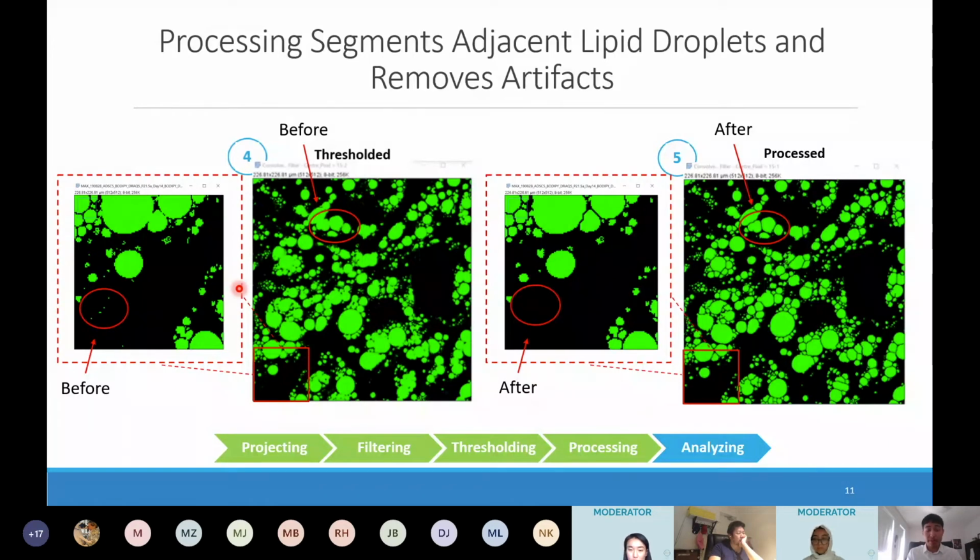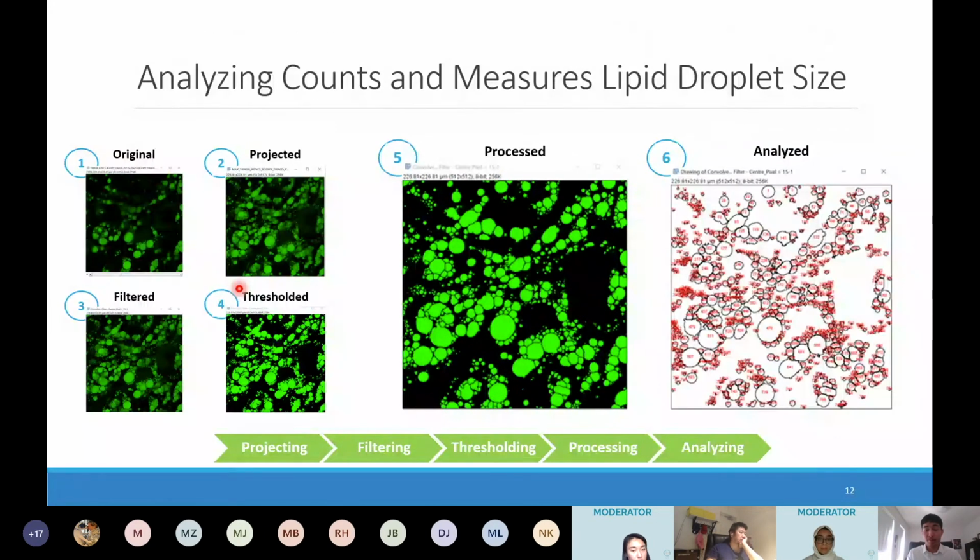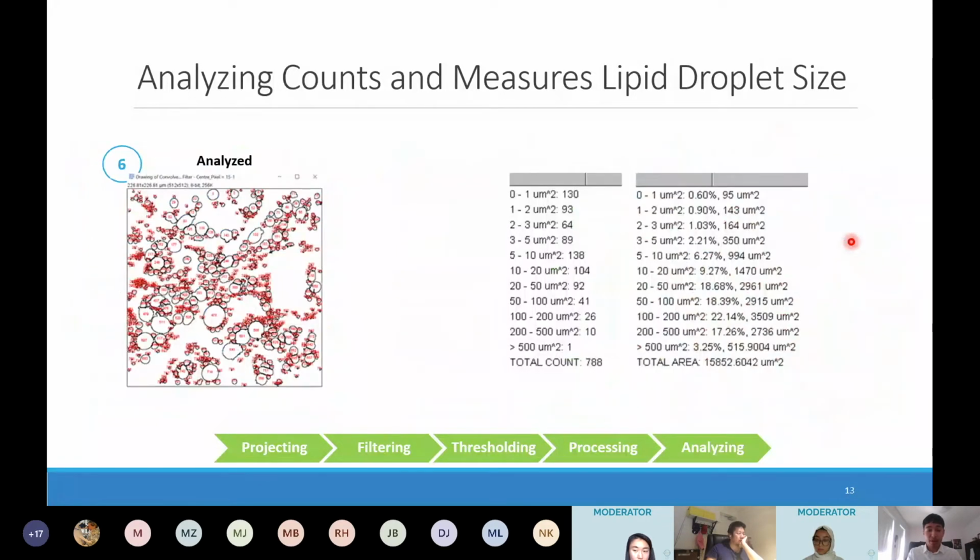Next up, we can feed that processed image to our imaging software, and it outputs figure 6 here, which shows the contours of all the lipid droplets identified by the system, and each of them are labeled. And so having developed a macro, we can then take this output image and sort every lipid droplet identified into user-defined size ranges. So for instance, there are 130 lipid droplets between 0 to 1 micrometer squared, and so on.